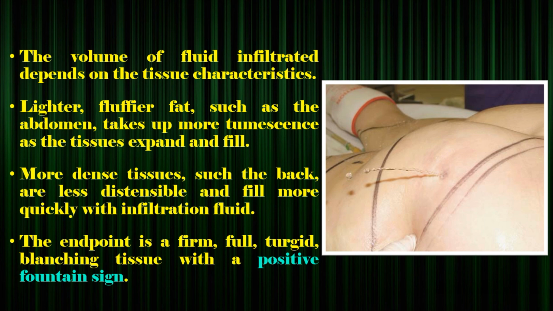Lighter, fluffier fat, such as the abdomen, takes up more tumescence as the tissues expand and fill. More dense tissues, such as the back, are less distensible and fill more quickly with infiltration fluid. The endpoint is a firm, full, turgid, blanching tissue with a positive fountain sign.